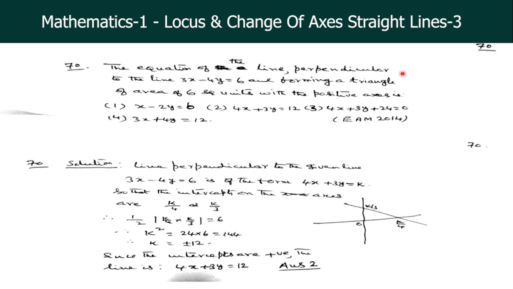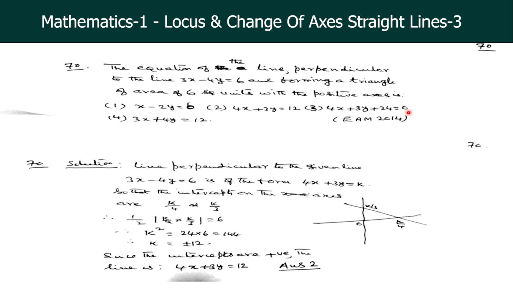70. The equation of the line perpendicular to the line 3x minus 4y plus 6 equal to 0 and forming a triangle of area 6 units with the positive axes is: 1, x minus 2y is equal to 6; 2, 4x plus 3y is equal to 12; 3, 4x plus 3y plus 24 equal to 0; and 4, 3x plus 4y is equal to 12. This problem is EAPCET 2014.